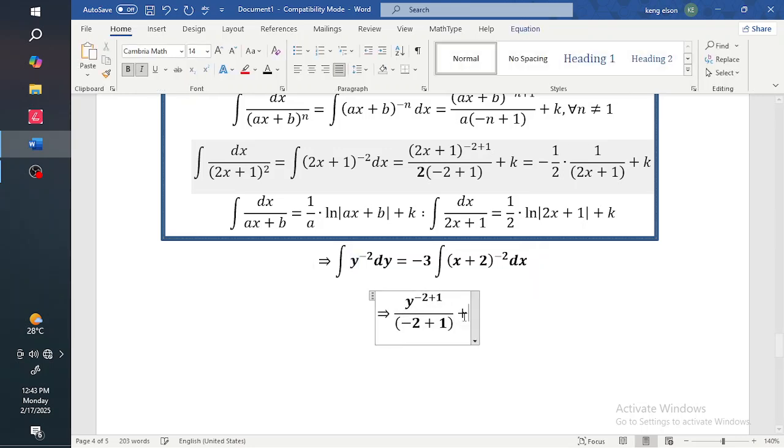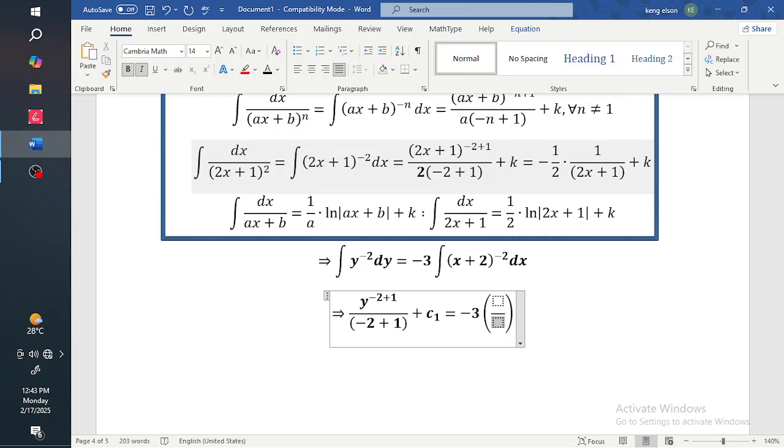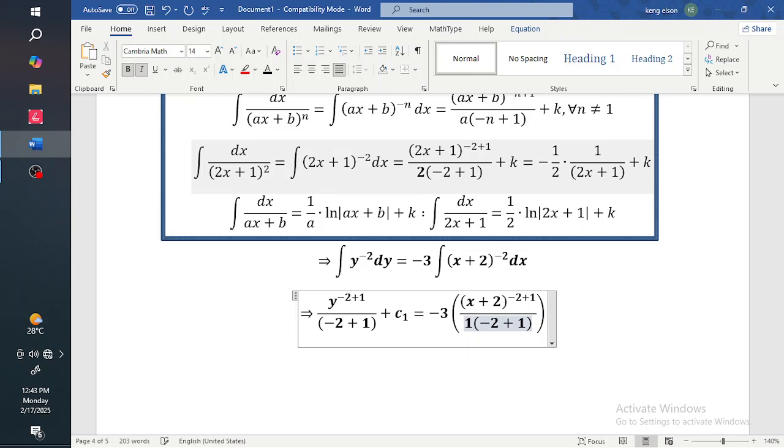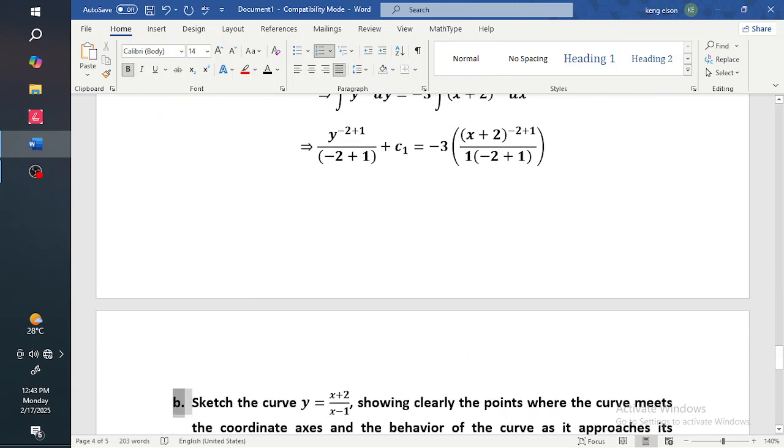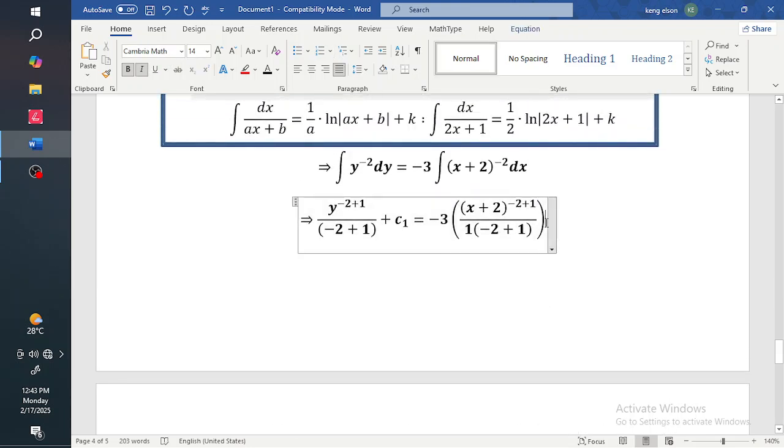Then we add a constant of integration, maybe c1, because it's an indefinite integral, equal to negative 3 outside. Now let us integrate what is inside here. Here we have x plus 2 raised to the power negative 2 plus 1 divided by negative 2 plus 1. Then we differentiate x plus 2 just to have 1. Then we add another constant of integration, maybe c2.